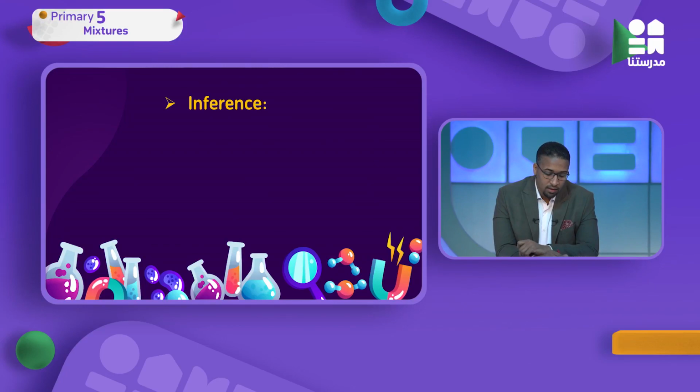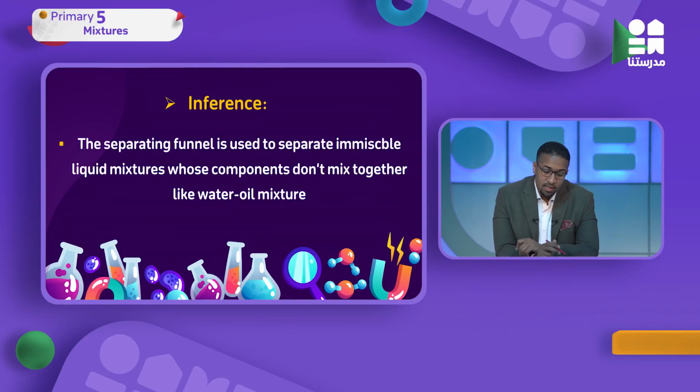This is the activity. So water and oil do not mix together, and we can separate them using a separating funnel. So the separating funnel is used to separate what? To separate immiscible liquids. Immiscible liquids mean liquids that do not mix together.